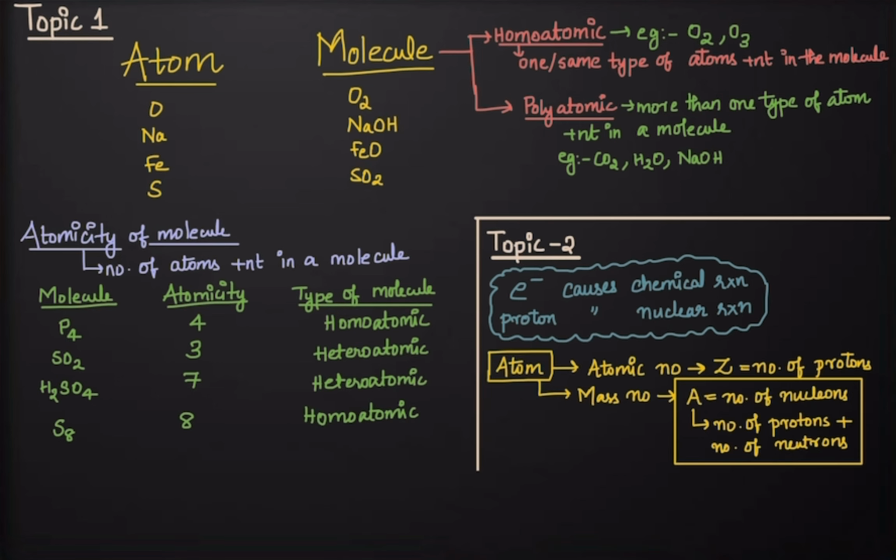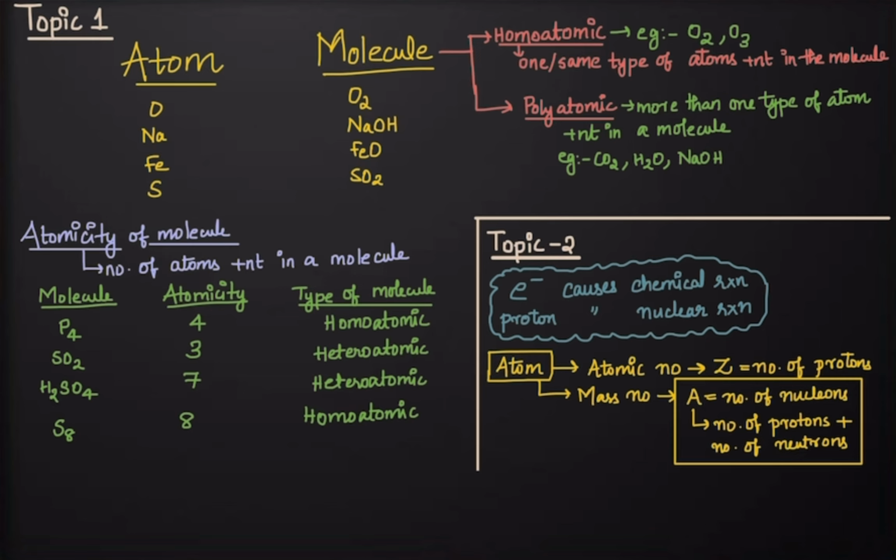And then topic 2: electron causes the chemical reaction. Electron is the cause and reason for the chemical reaction. Proton causes the nuclear reaction. Nuclear reaction occurs due to protons, and a chemical reaction occurs due to electrons.